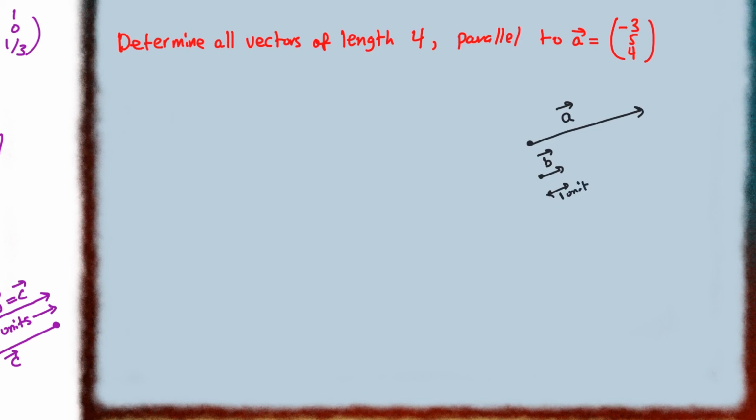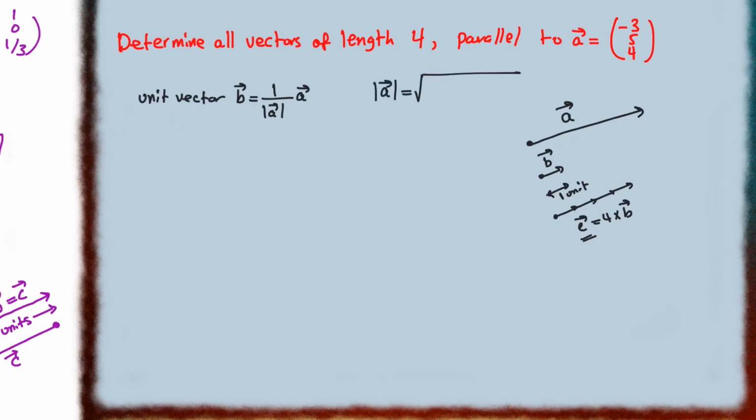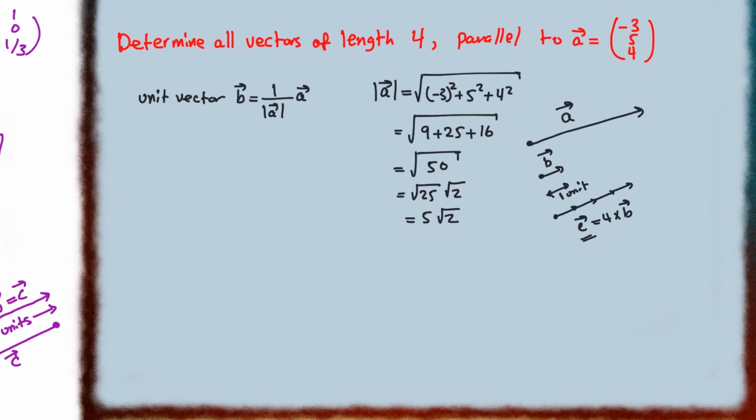We can multiply that by 4, and that will give us a new vector which has a length of 4 and is in the same direction as A. If we do the plus or minus, we can find the vectors with length 4 which are parallel to A. So the first step is to figure out unit vector B, and that's 1 over the magnitude of A times vector A. The magnitude of A equals the square root of x component squared plus y component squared plus z component squared. If we do all the calculation, we get root 50, or simplified, 5 root 2.